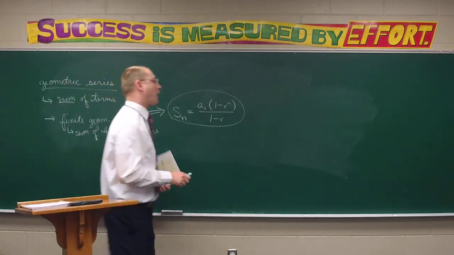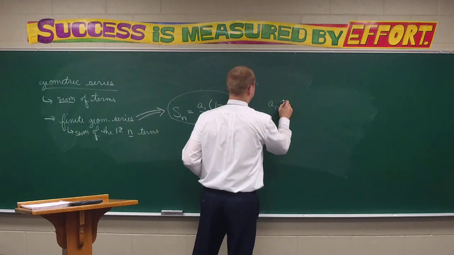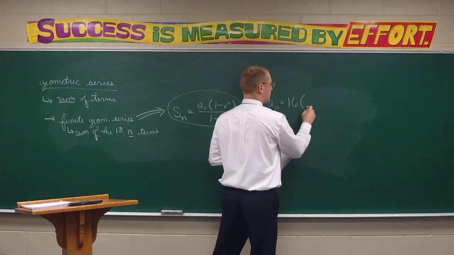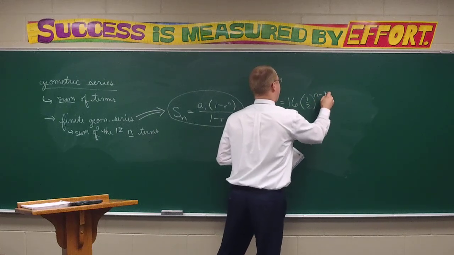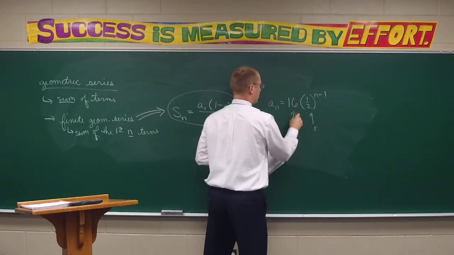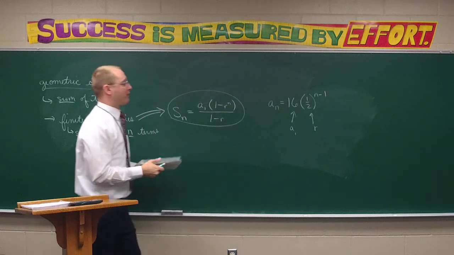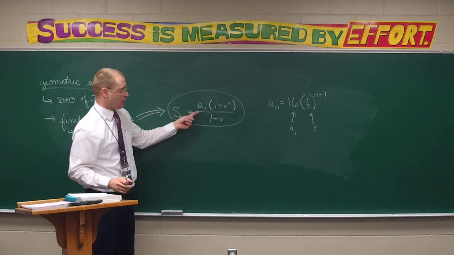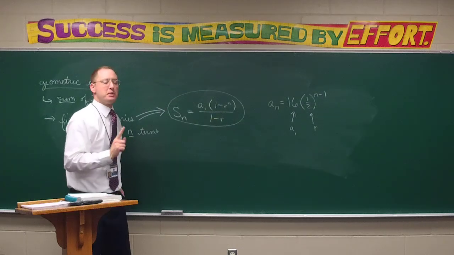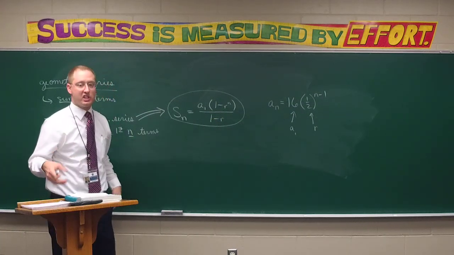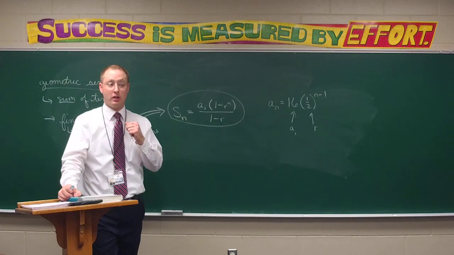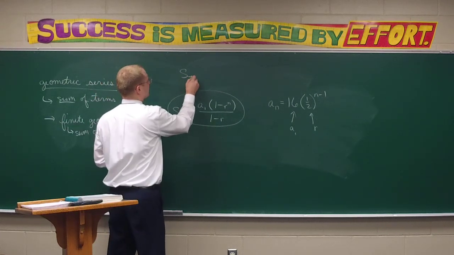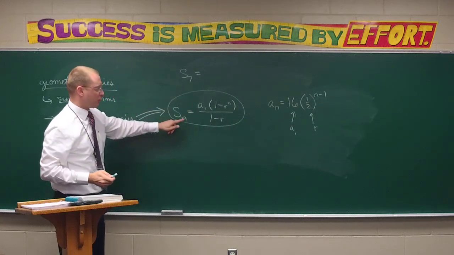All right, so they give us the algorithm for the particular geometric sequence we would be using. 16 is the first term, and 1/2 is the common ratio. That's going to be the first key. Really, the only key to the problem is you've got to identify what's the a sub 1, what's the r. And it did specifically ask for the sum, or the series, of the first 7 terms. So we're going to find s sub 7, the series of the first 7 terms.